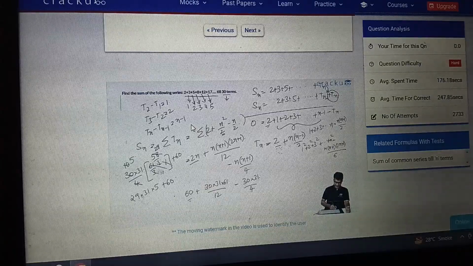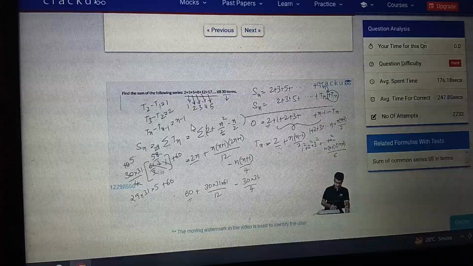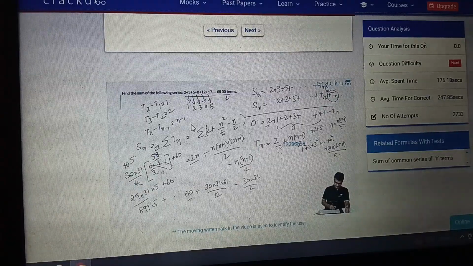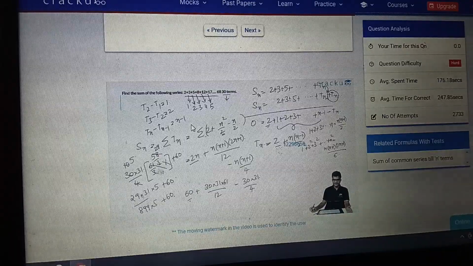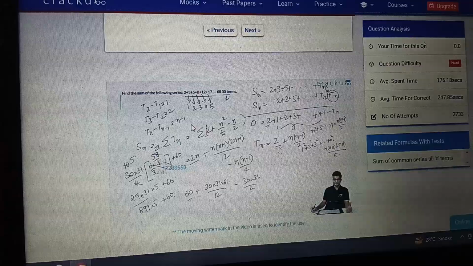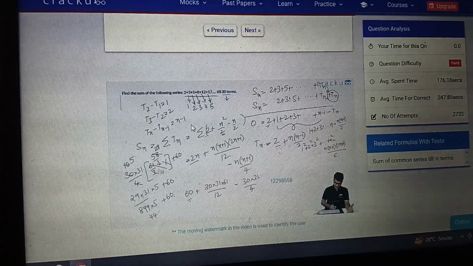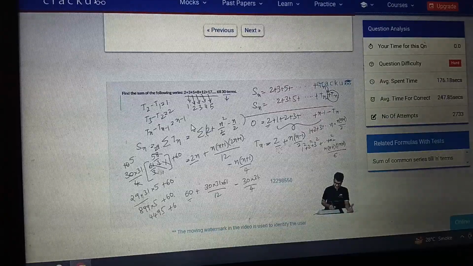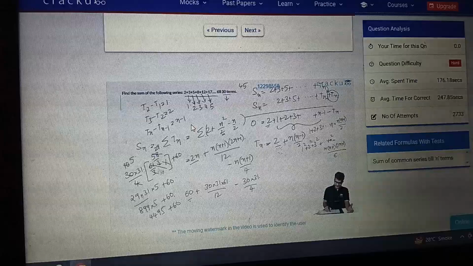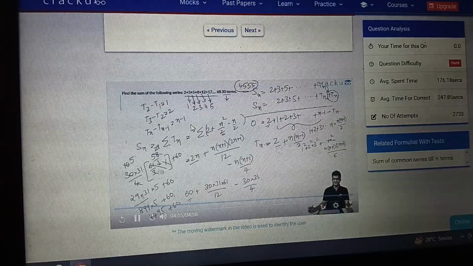What is the value of 29 into 31? That will be just 1 less than 30 square. So this is equal to 899 into 5 plus 60. What is the value of 899 into 5? That will be 5 less than 900 into 5. So that is 5 less than 4500. So this is equal to 4495 plus 60. This will be equal to 4555. That will be the sum of the first 30 terms of the given series.